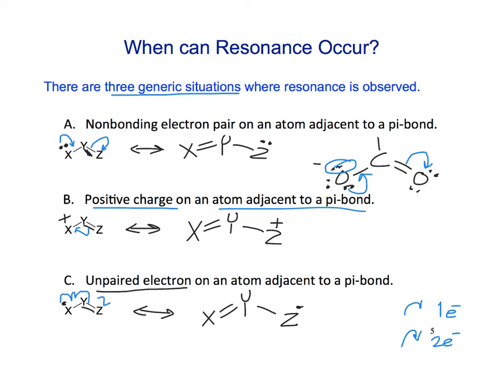All right, so notice in all three of these types, we have either a non-bonding pair, a positive charge, or an unpaired electron, which is called a radical, on one atom and it's adjacent to a pi bond. So in resonance, we are showing the delocalization of electrons using double bonds.